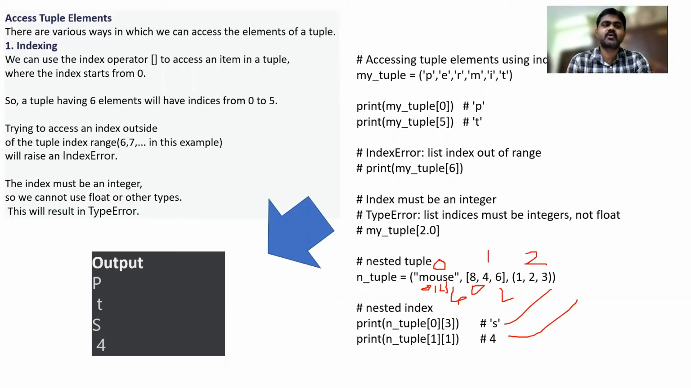We discussed how to create a tuple. What are the methods to create a tuple? Now, once we create a tuple, we'll see how to access the elements present inside a tuple. What are the different ways to access the elements present inside a tuple?